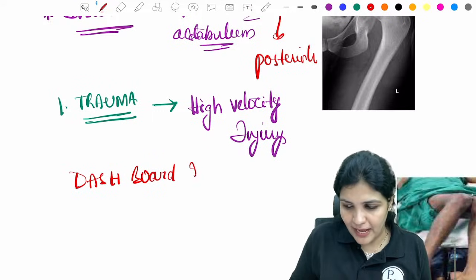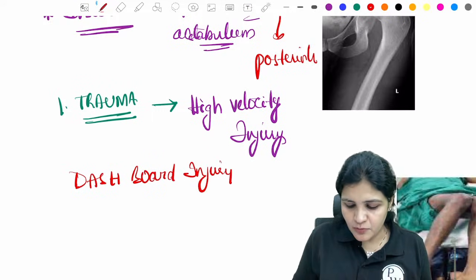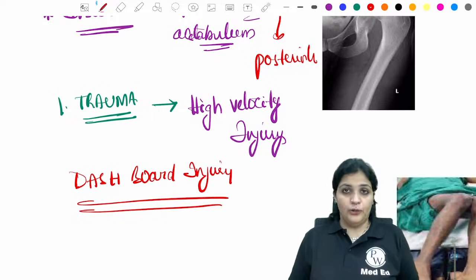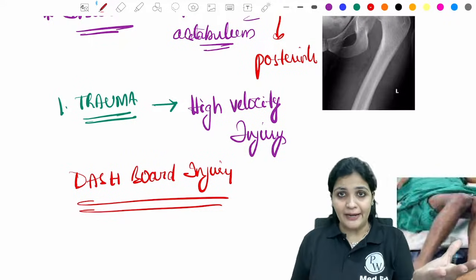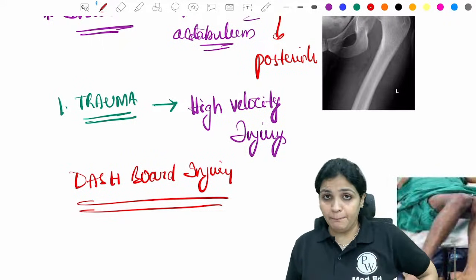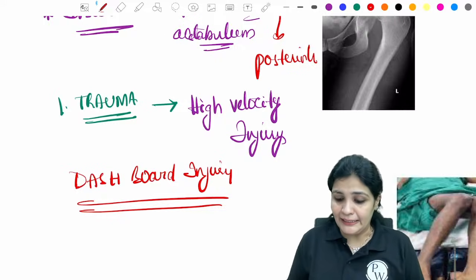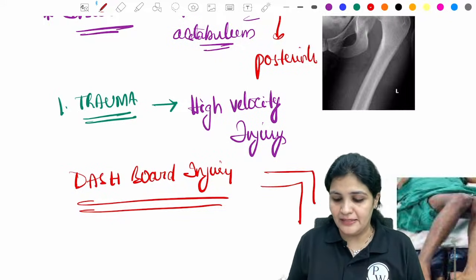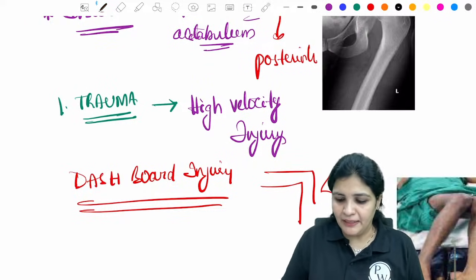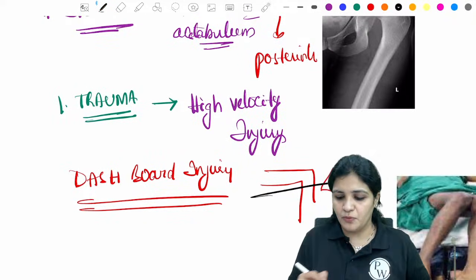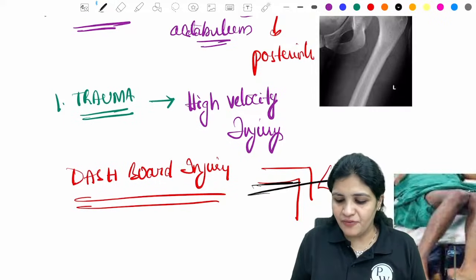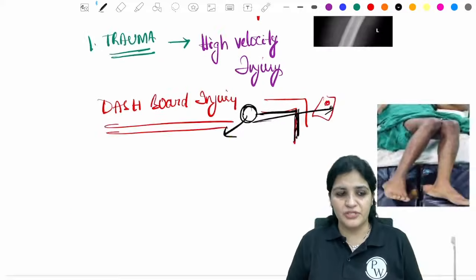What do you mean by a dashboard injury? Whenever you're sitting in the car, the dashboard is on the passenger side where you sit, with your hip in 90 degrees flexion and knee in 90 degrees flexion. And whenever there is an accident and you hit the dashboard, the hip is in flexion, right? So there is a high chance of this femoral head moving posteriorly.